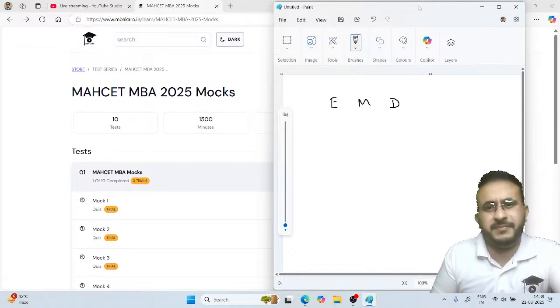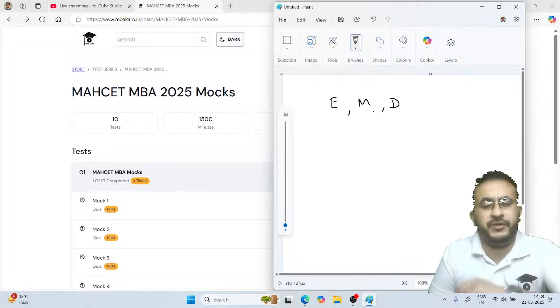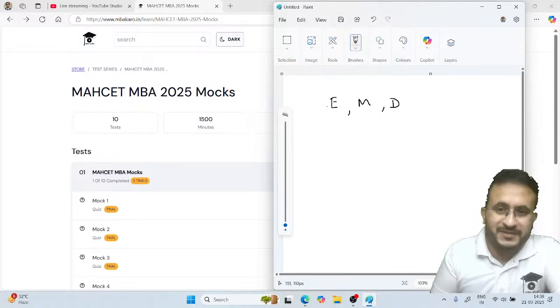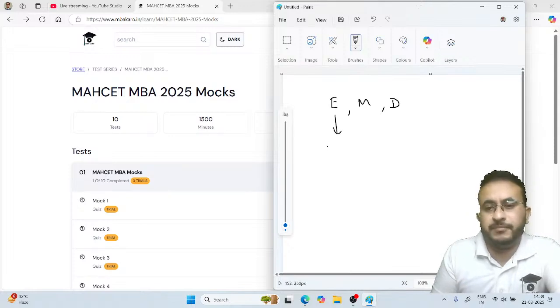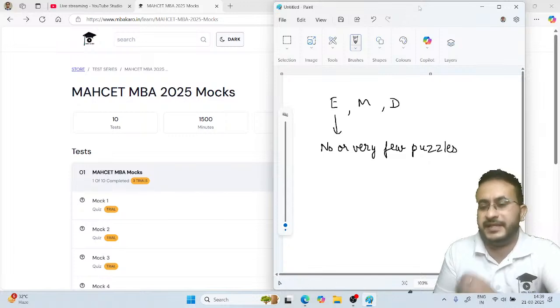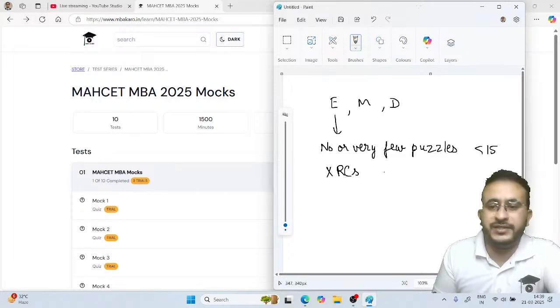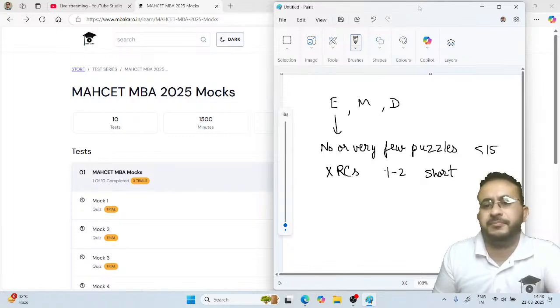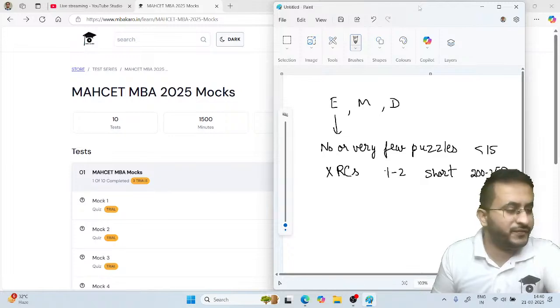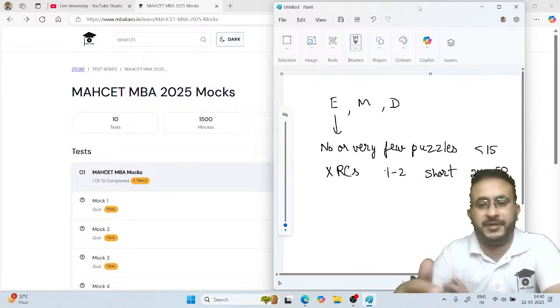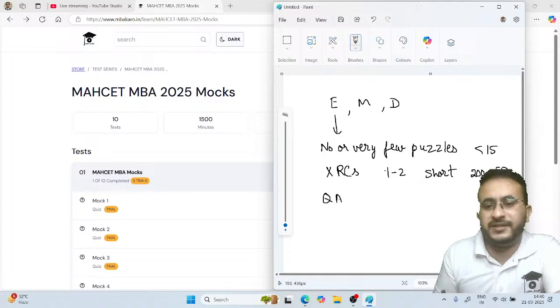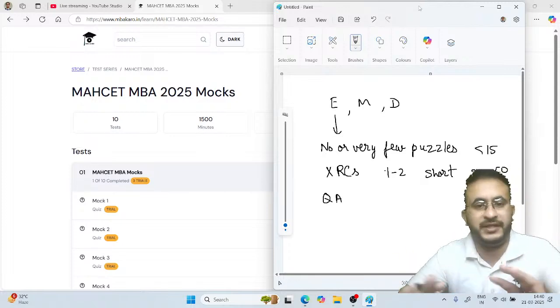Easy symptoms: if you saw the past year papers of 2020 for the five slots, you must have seen that easy tests will have no or very few puzzles, let us say less than 10 or 15 questions. Similarly, they will not have too many RCs, or if there are RCs, maybe one or two short RCs, maybe 200 to 250 words. Instead of that, they will have more questions on synonyms, antonyms, more on grammar. Similarly, quant will be less calculation intensive. So that way you can figure out that it is going to be an easy test.